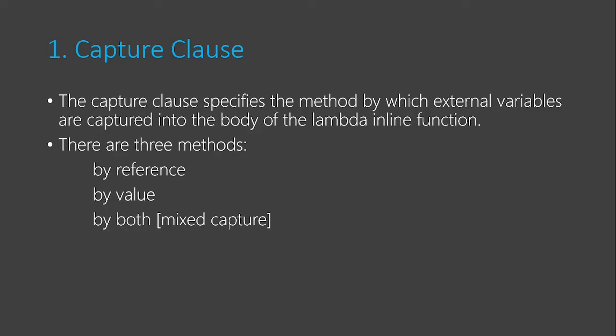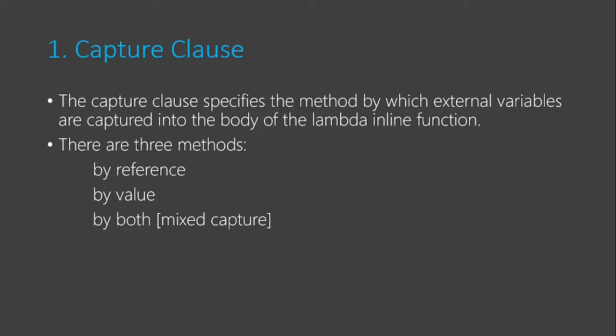But I would like first of all to examine the components which make up the header of the Lambda expression. So the first part is the capture clause. The capture clause specifies how we will be able to access external variables. So when you write your anonymous function within the scope of another function or within a class, how must you access the variables outside that particular Lambda expression? So the capture clause specifies how that can be done.